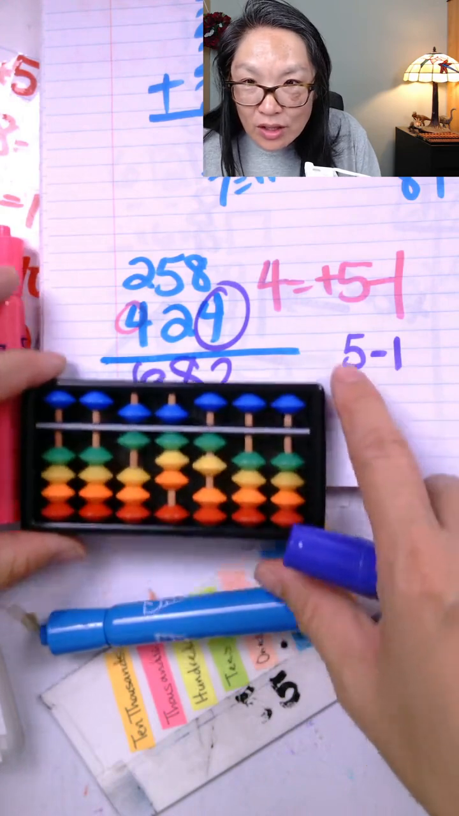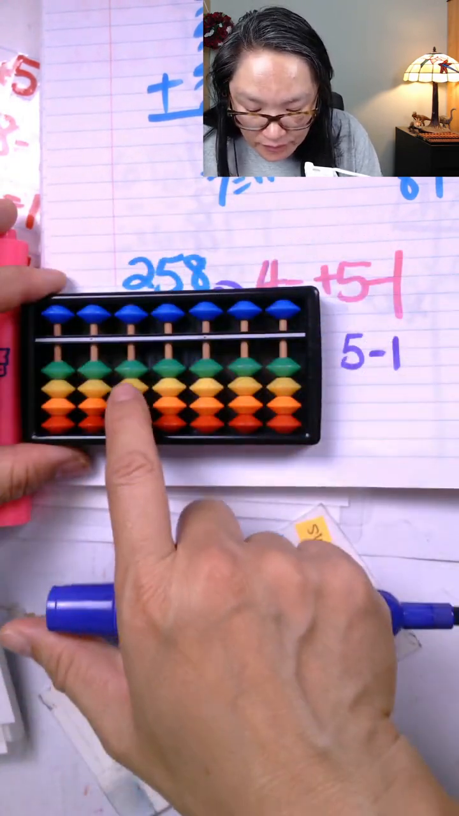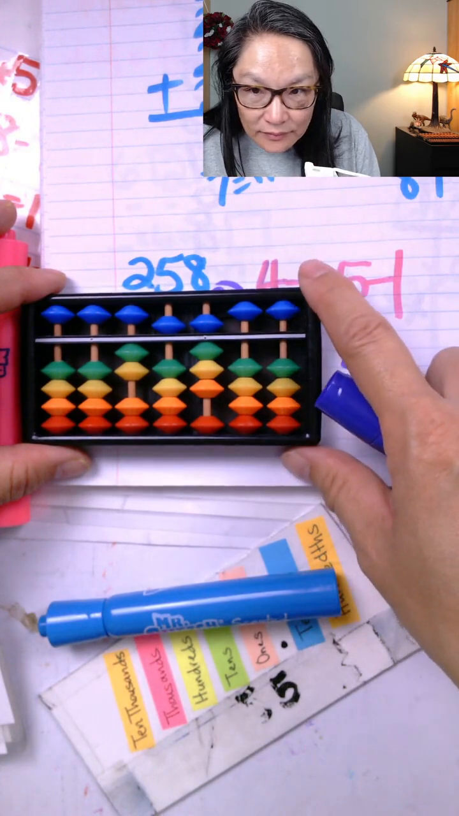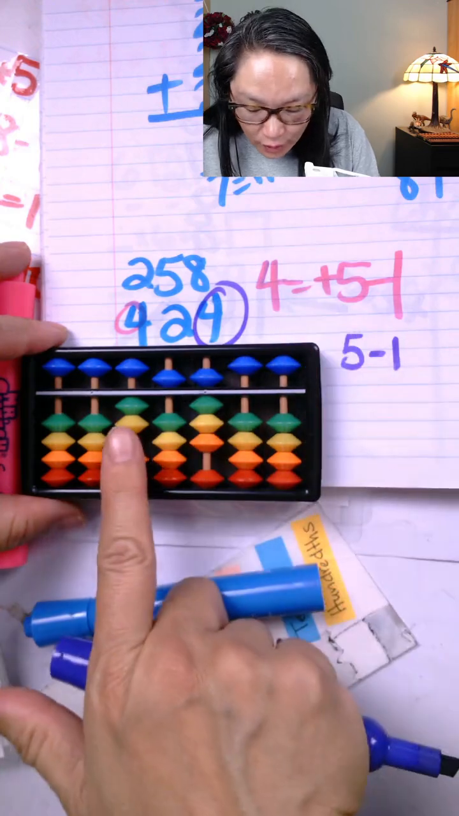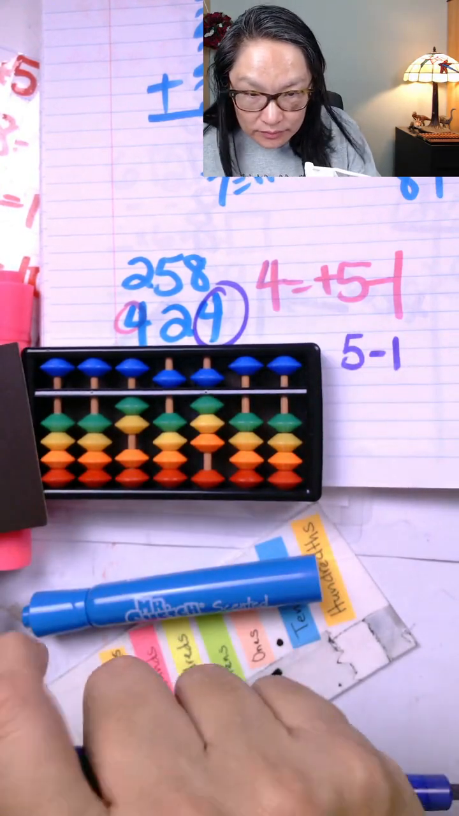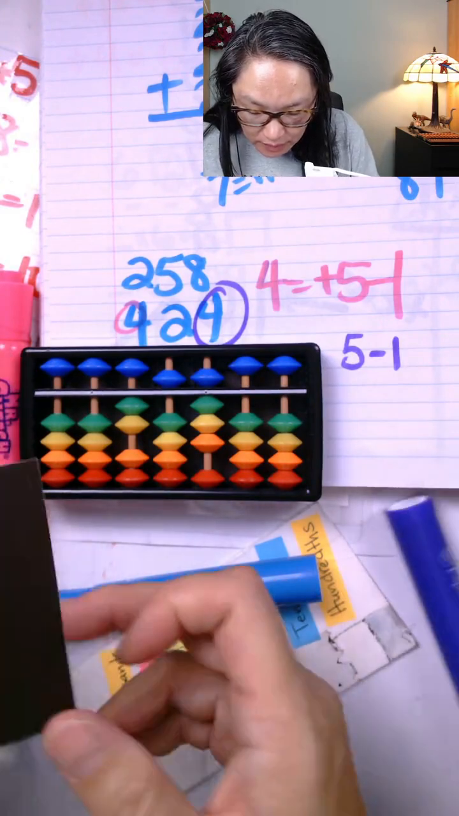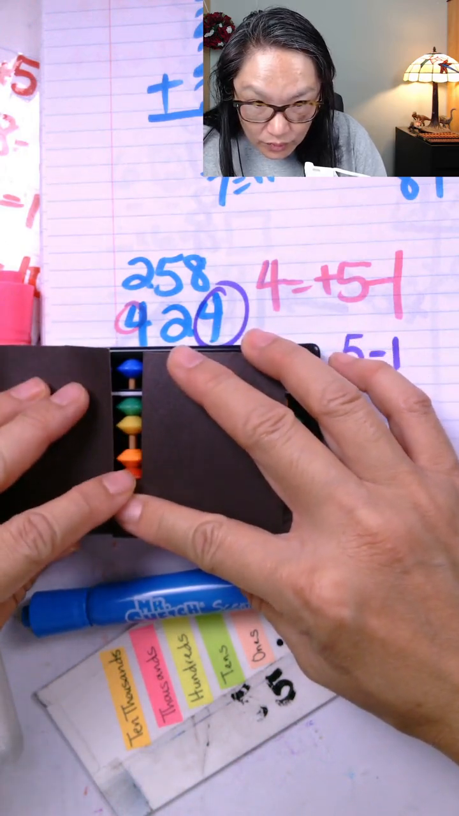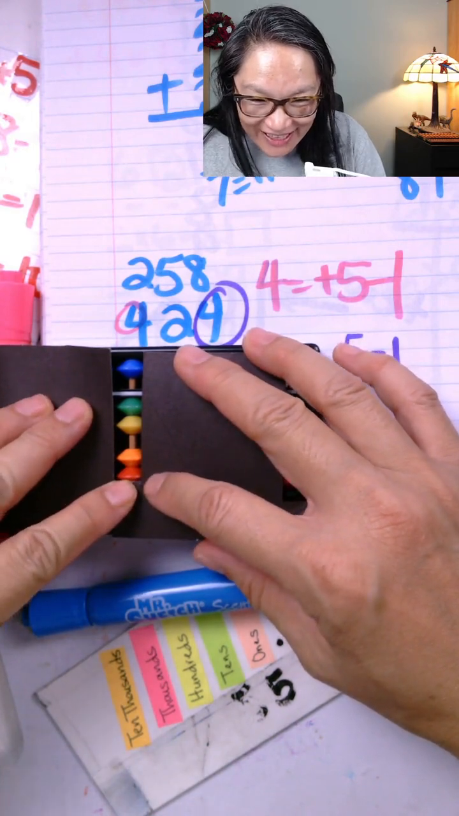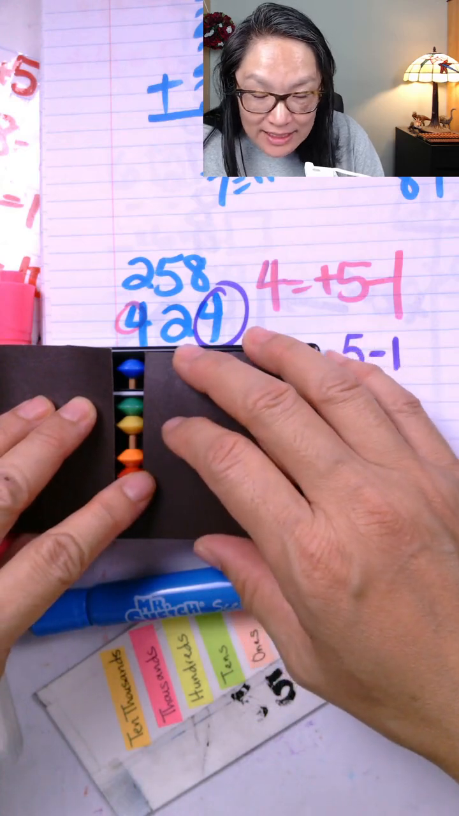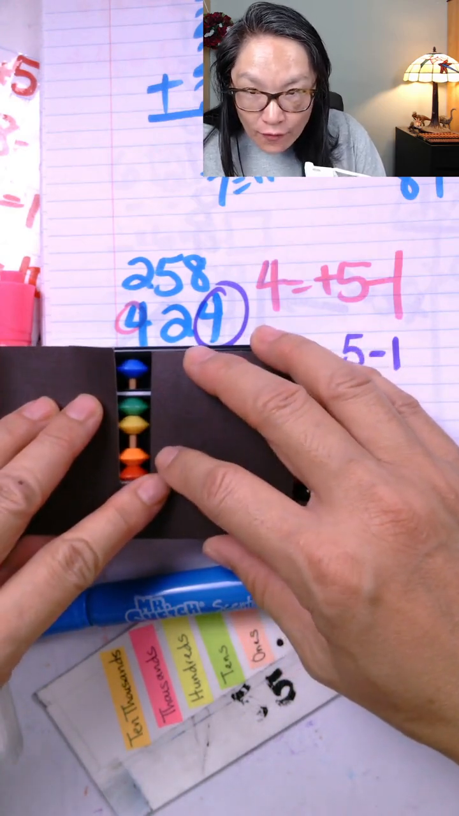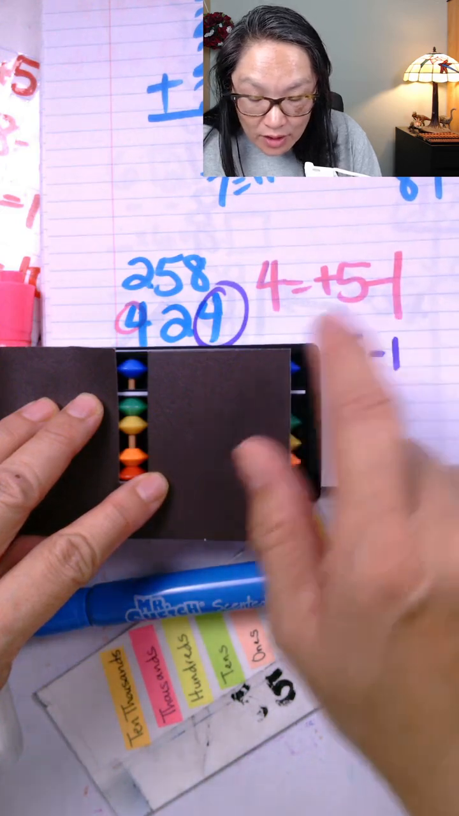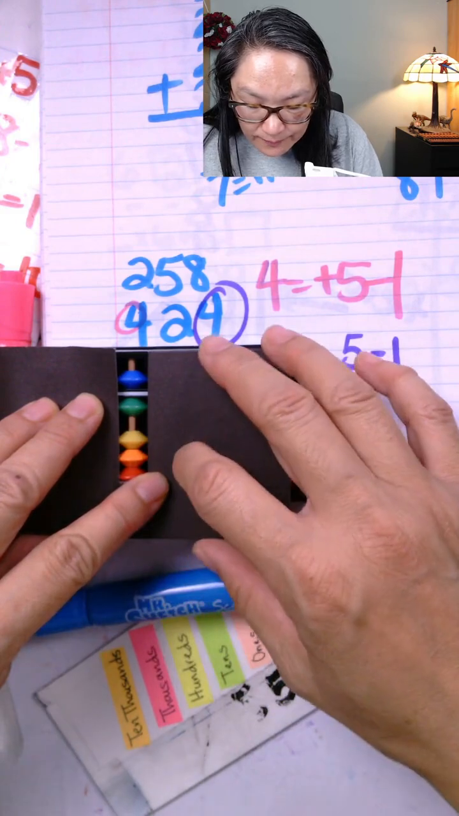Can we do this again slowly? Okay, yes. So we have 258. Then what are we going to do? Add the 4. Can you add the 4? 4 is the key. 4 is the variable. We need to isolate it. We need to add the 4 is plus the 5 minus the 1. So we plus the 5 minus the 1.